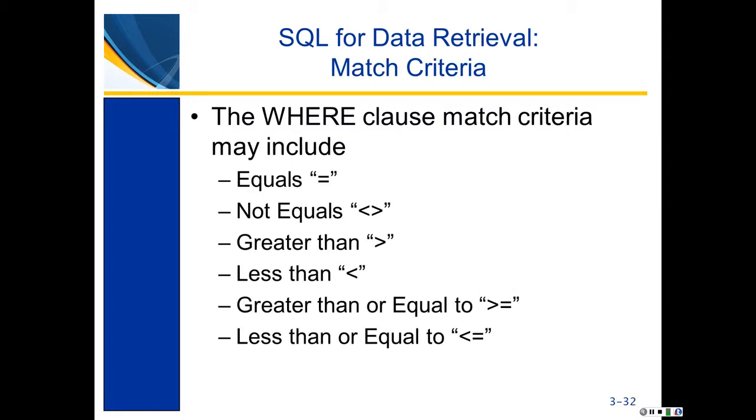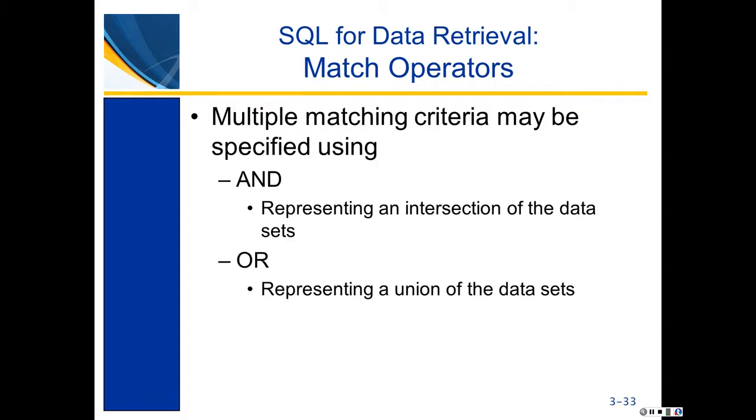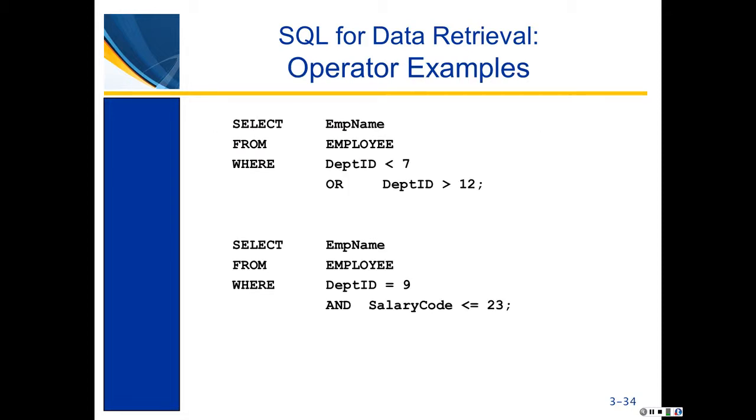Where is used in parallel with a lot of operators. You can use the equal to sign, not equal to sign, greater than, less than. These are built-in operators in SQL. We can also use where with logical operators like and, or. If you look at this example, employee name where department ID is less than 7 or department ID is greater than 12. That means pull out all employee names which have department ID less than 7 and include those with department ID greater than 12. So or actually increases the size of the output because it pulls this or this.